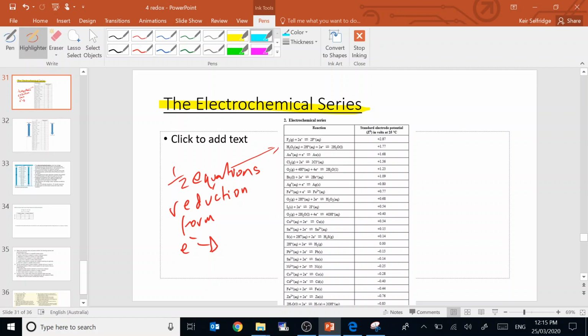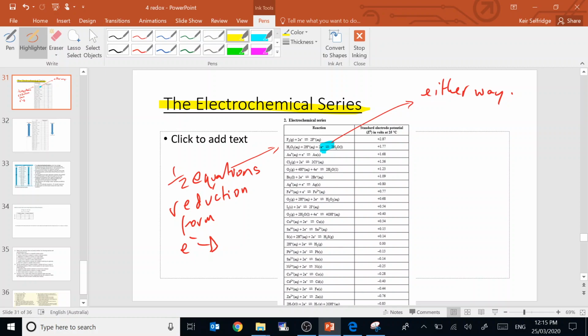The second thing to note is this double-headed arrow that they give us. This double-headed arrow means it's possible that these equations could go either way. They're not going to go both ways. You're going to pick which way they're going to go for you. I'll show you how to do that in a minute.